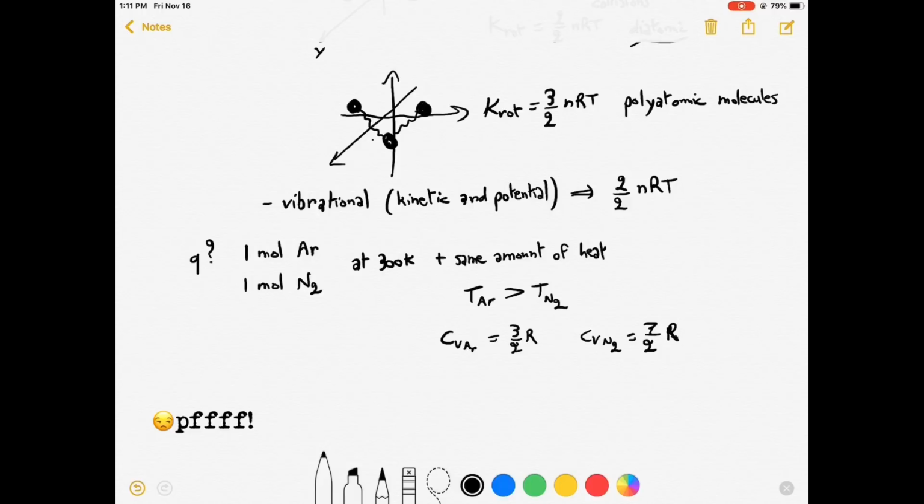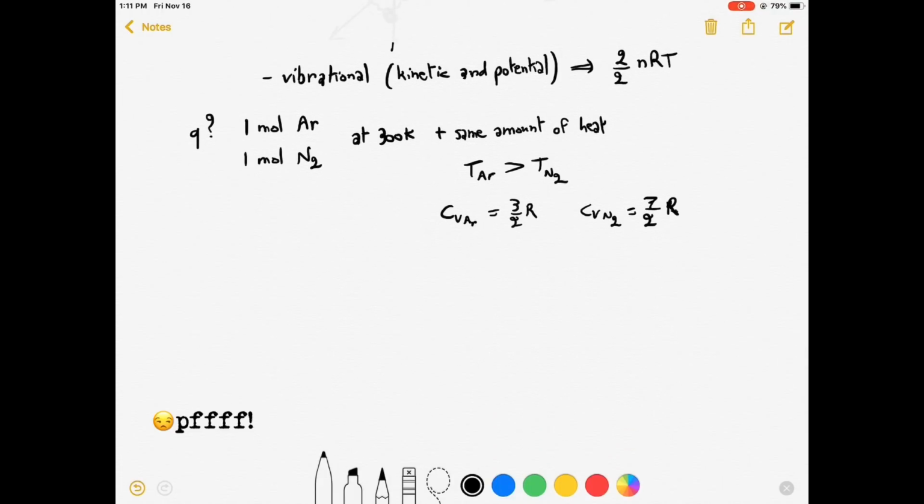And so the temperature of argon is going to be larger. Now this was for gases. Now what about solids? So part B, solids.